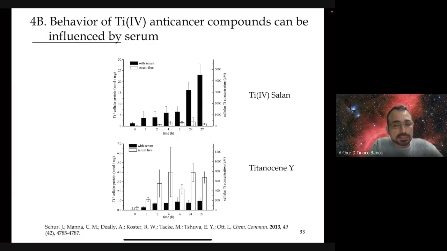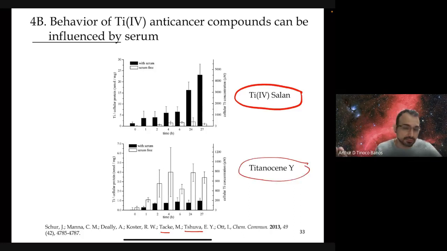All right, so this is a really nice study that was done between two titanium researchers, Tact and Shuva, in which they saw some really interesting differences between two different types of titanium compounds. Here you have a titanium salen compound and titanocene Y. With titanocene, we already have an idea of what type of ligand that is. The salen compounds are typically tetradentate, with a phenolate component and an amine component allowing for that tetradentate coordination. So these are clearly two very distinct types of ligands in these titanium compounds.